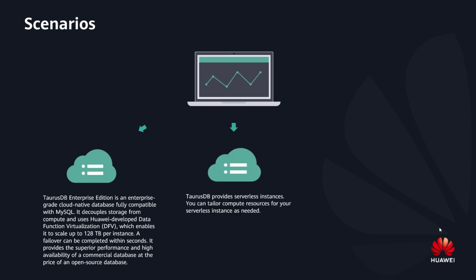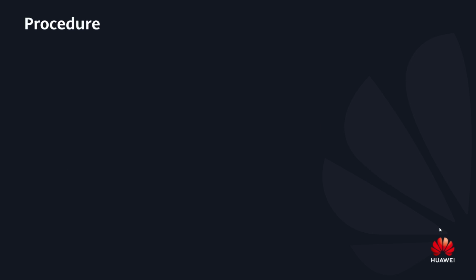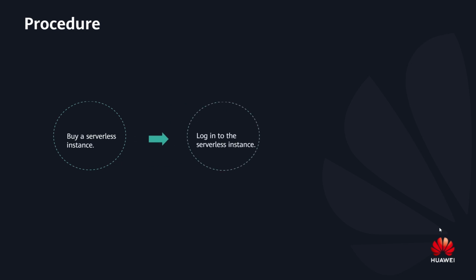It provides the superior performance and high availability of a commercial database at the price of an open-source database. TaurusDB provides serverless instances. You can tailor compute resources for your serverless instance as needed. This video shows how to buy and log in to a serverless instance. The procedure is as follows. Step 1. Buy a serverless instance. Step 2. Log in to the serverless instance. Step 3. Check the login results.